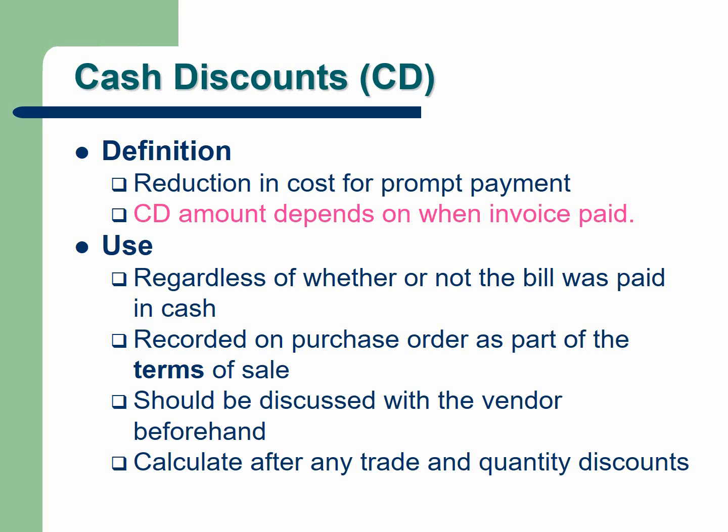Okay, so the cash discount has to be recorded on the purchase order or the contract as part of the terms of sale. So it must be discussed with the vendor before you place the order. And as I said before, in terms of the order of discounts, cash discount is the 3rd order, which means it has to be taken off after the trade and quantity discounts are first taken off, right? So the trade discount is the 1st order, quantity discount is the 2nd, and the cash discount is the 3rd order of discounts.